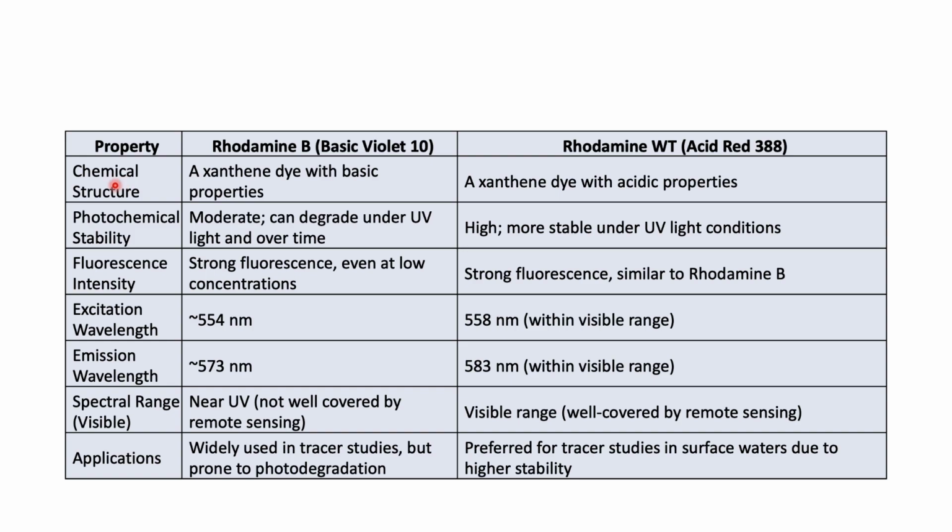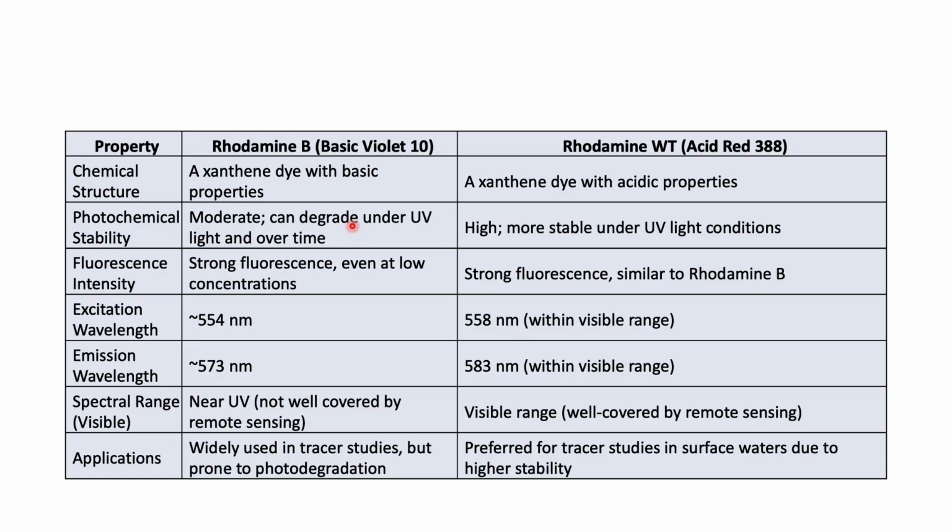So what are the chemical structures of the major two compounds? One is rhodamine B, which is called Basic Violet 10, and the other one is rhodamine WT, which is called Acid Red 388. Rhodamine B is basically a xanthene dye with basic properties, whereas rhodamine WT is a xanthene dye with acidic properties. What are their photochemical stabilities? Rhodamine B has a moderate stability, but it can degrade under UV light and over time.